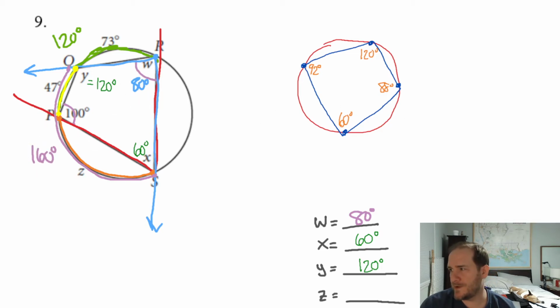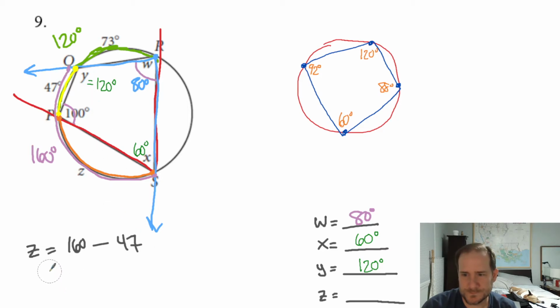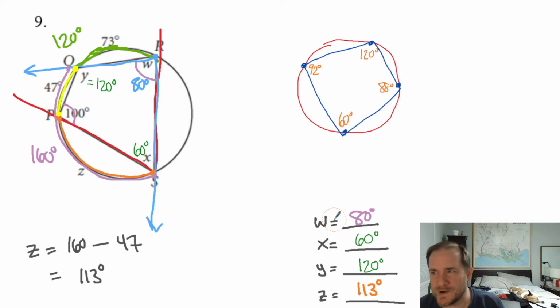So from there we can see that Z, which is only the orange part, would be 160 minus the yellow part, the 47. So that's 113. So Z is 113. And that's the end of number 9.